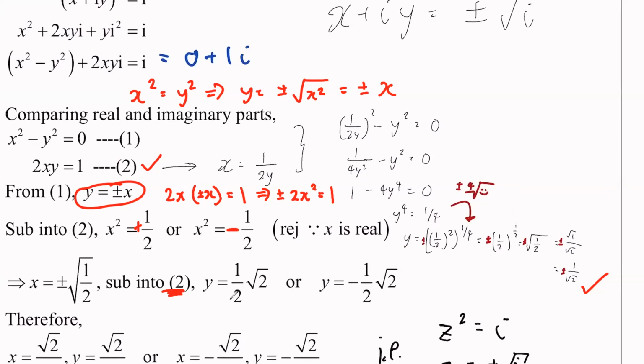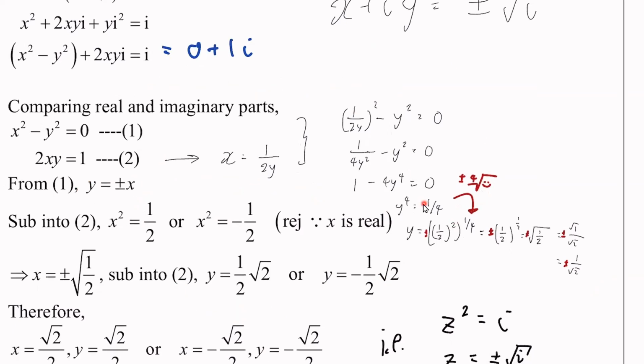Yes, I was saying now you want to sub this into 2. The x equals plus minus square root of 1/2. So what do you get? You get 2 multiplied by plus minus the square root of 1/2 times y equals 1. You can just make y the subject by bringing all the other things over. Then you get 1/2 of square root 2 and negative 1/2 of square root 2. Is this okay? Yeah. These two? Okay, good. I'm going to clear the drawing.